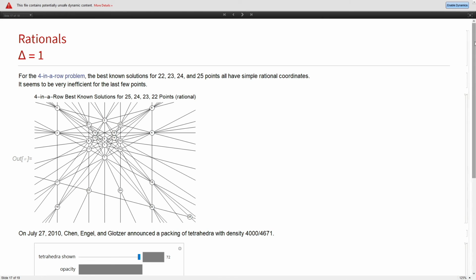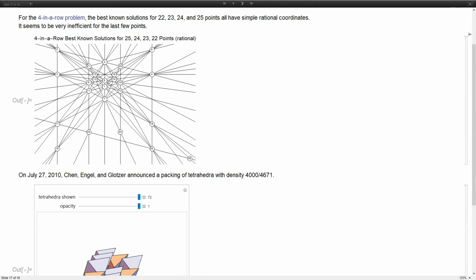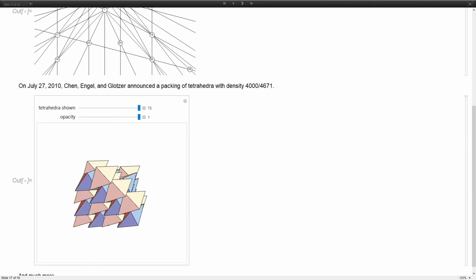We can also look at rationals which don't have any algebraic numbers. This is the best known solution for 4 in a row, but these solutions are terrible. 24, 25, they're only on 2 lines. So I'm pretty sure somebody can find a better solution. The best way of packing tetrahedra was just found a few years ago. There it is there. Everything is a rational coordinate.